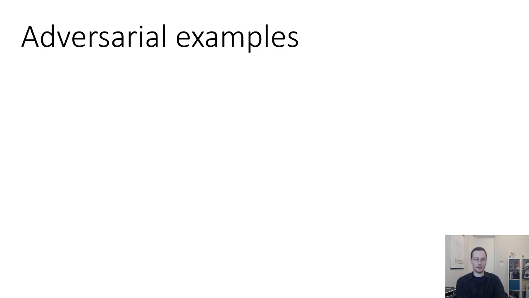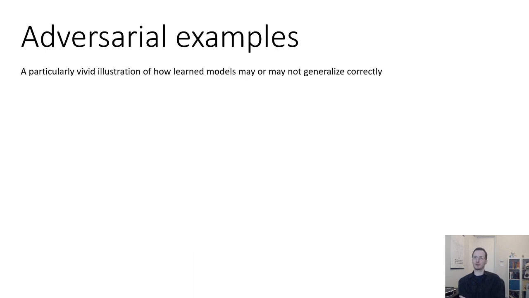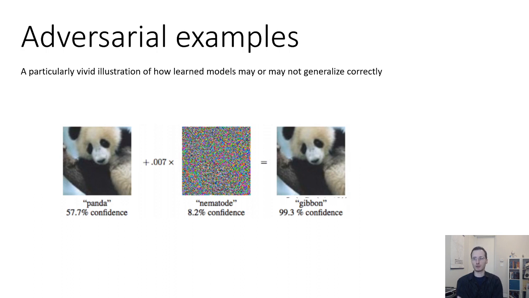So first, let's just talk about what adversarial examples are. It's something that many of you might have heard about before, but I think it's important for us to get the facts straight. So adversarial examples are a particularly vivid illustration of how learned models may or may not generalize correctly. So here is a classic picture of an adversarial example.